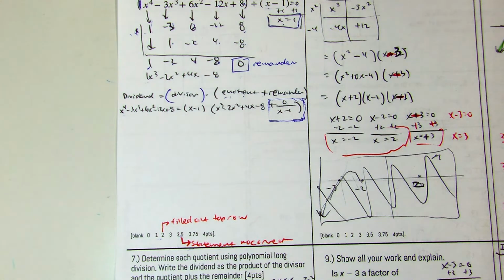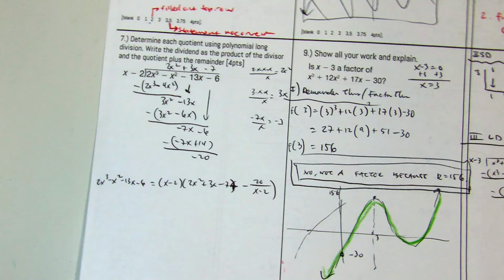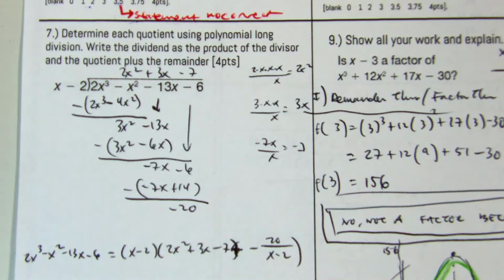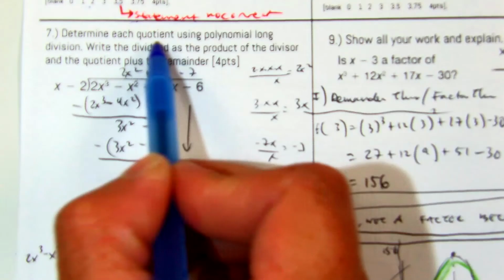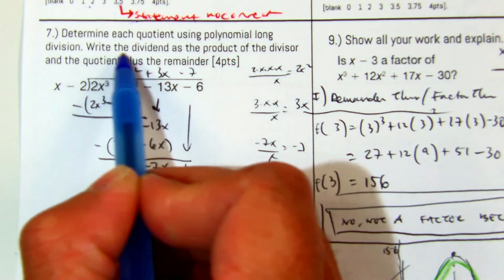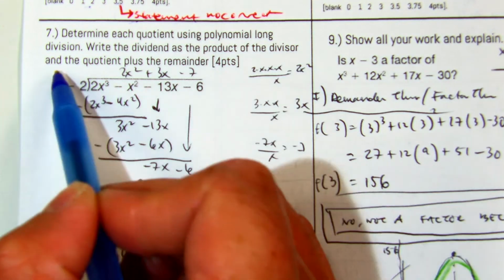Question number 7. Determine each quotient using polynomial long division. Write the dividend as a product of the divisor and the quotient plus remainder. So same statement as above.